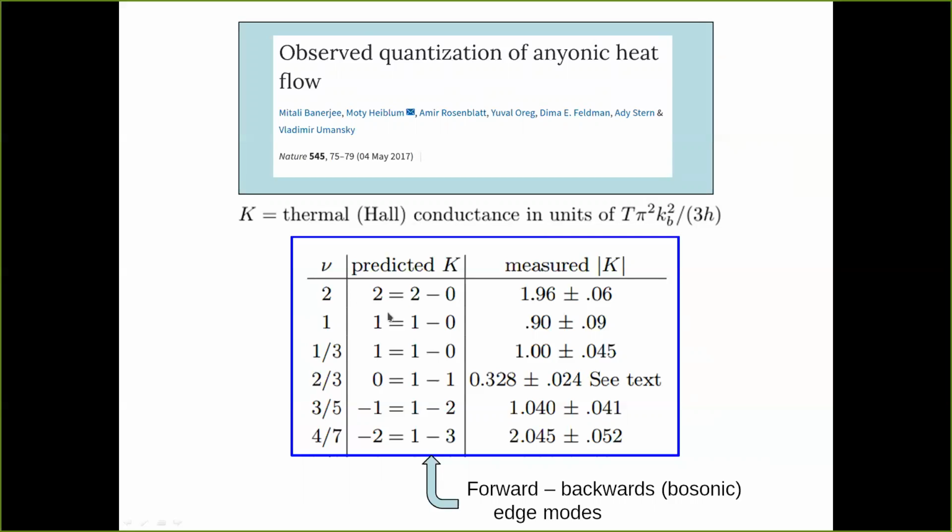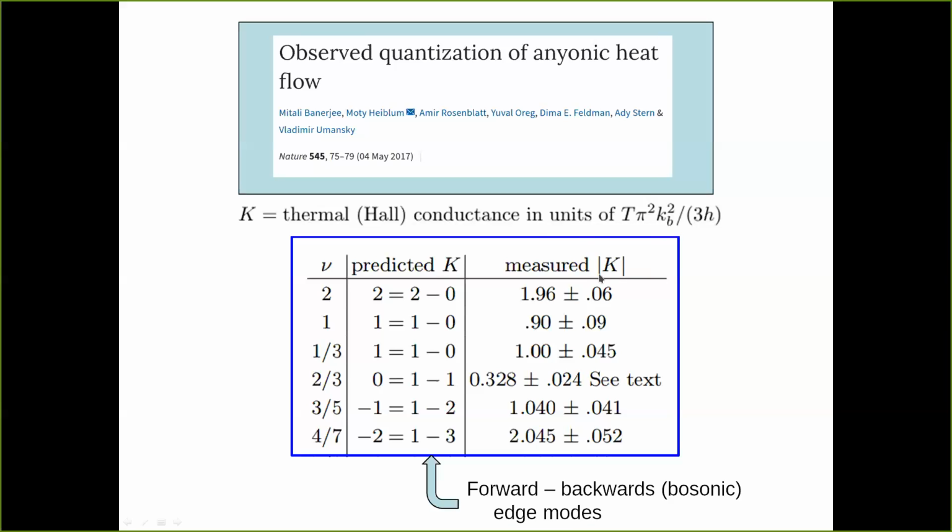Now, this formula could give you a negative number, and total thermal conductance is always positive. You always have to get net heat moving from a hot reservoir to a cold reservoir, otherwise you're breaking the second law. That, of course, doesn't happen. What you actually measure is the absolute value of the number that I have written here as predicted.